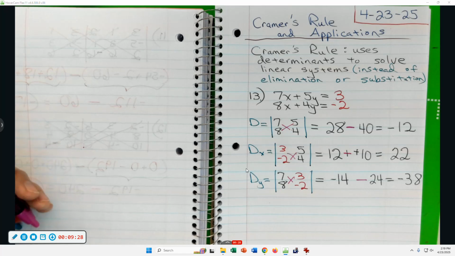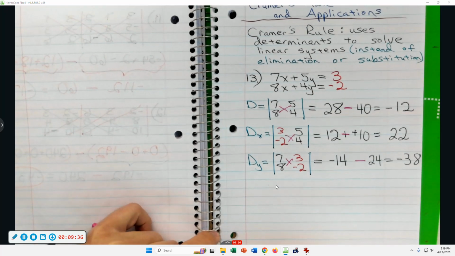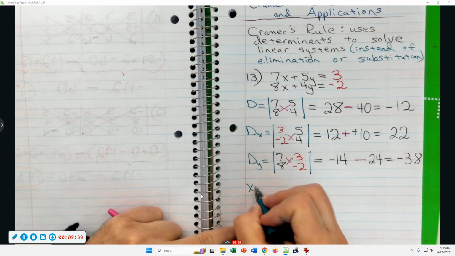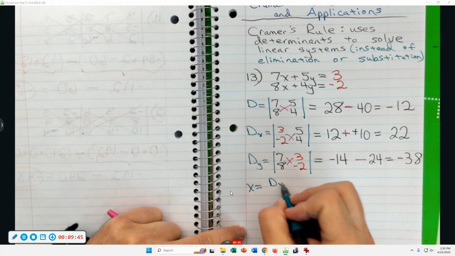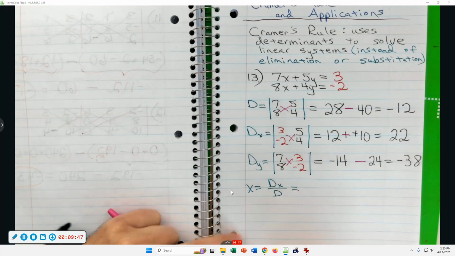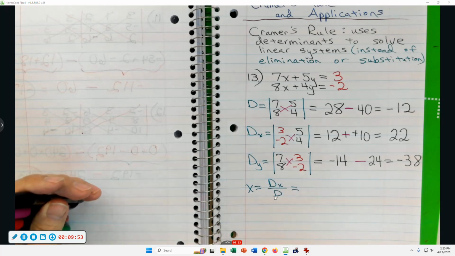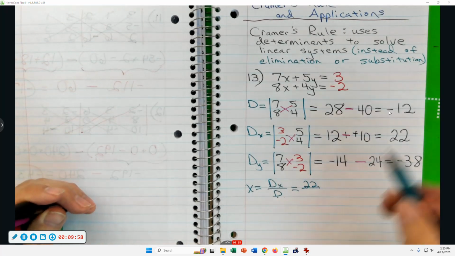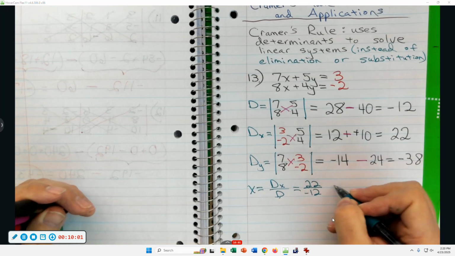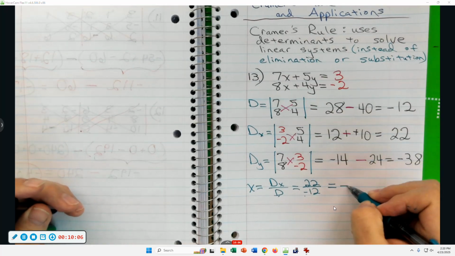Now you're going to write out what Cramer's rule actually says. Here's what Cramer was able to prove: the value of x would always equal d sub x divided by the coefficient determinant d. X will always equal d sub x divided by d. D sub x is 22. D is a negative 12. Positive divided by negative is going to give me a negative answer.